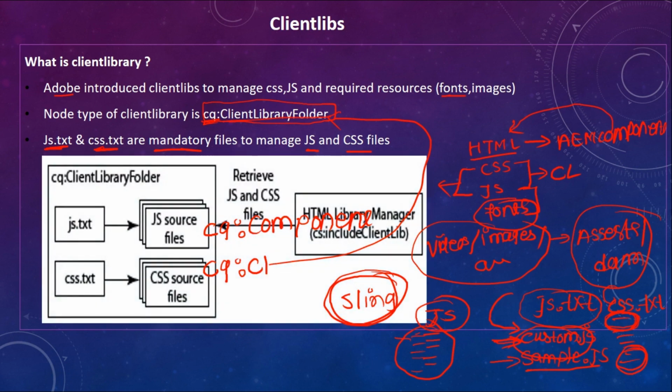So here is how it works. First of all we have to create the client library by using this primary type. After that your Sling will come inside the js.txt, take all your JS files and execute them. It will first come inside your js.txt, and then go to all the files present inside your js.txt. After that it will come to your css.txt, and whatever files are present inside your css.txt, it will execute. So here we have the JS and CSS files.